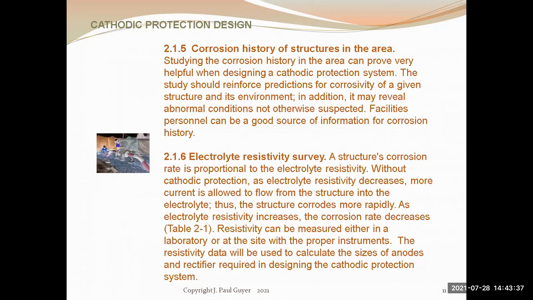Now, another important piece of information to have is an electrolyte resistivity survey. This is a piece of field work that you do, but you can only do it if you are undertaking to apply cathodic protection to an existing structure that's already in the ground out there. If there is an existing structure in the ground, you can go out and conduct an electrolyte resistivity survey. And we'll see that in chapter three. It's a simple little piece of field work, but very important.